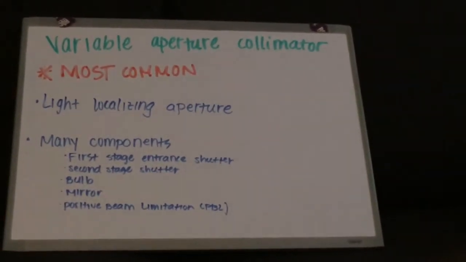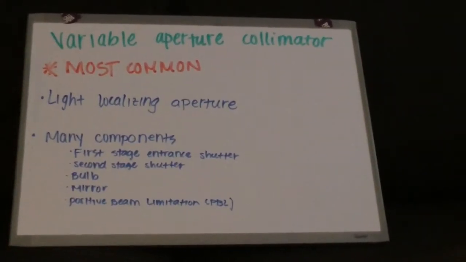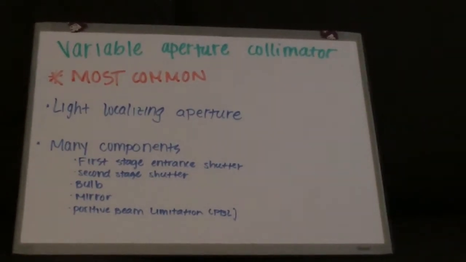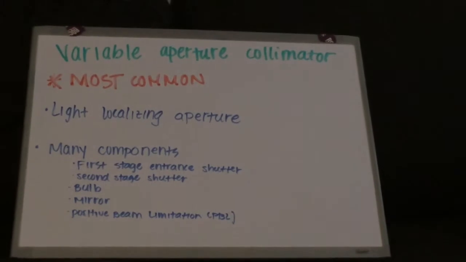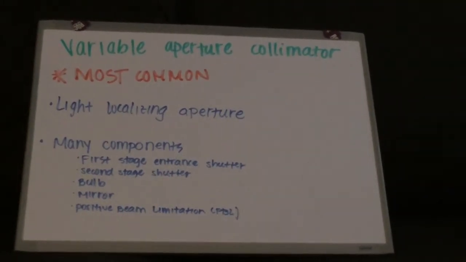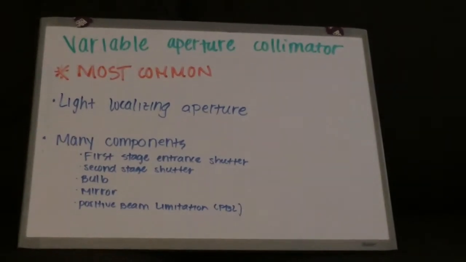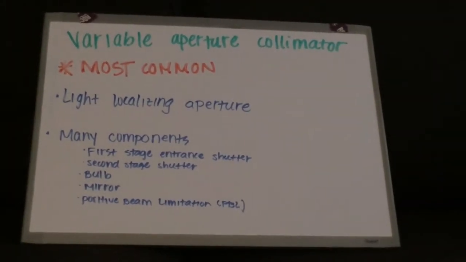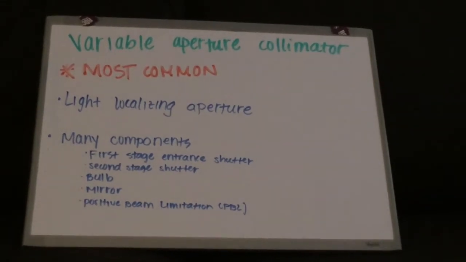The third type of beam restricting device is the variable aperture collimator. It is the most common of the beam restricting devices. It is a light localizing aperture that is comprised of many different components. These components include first stage entrance shutter, second stage shutter, bulb, mirror, and positive beam limitation, also known as PBL. We'll be talking about these different components next.